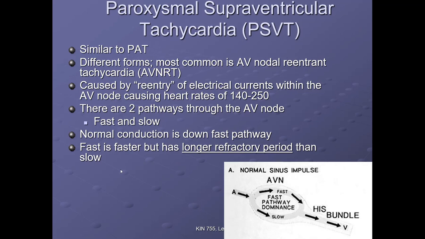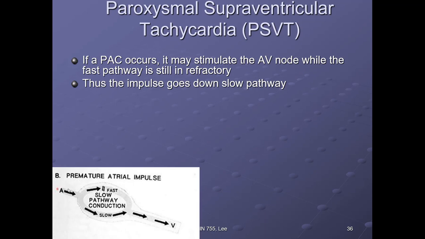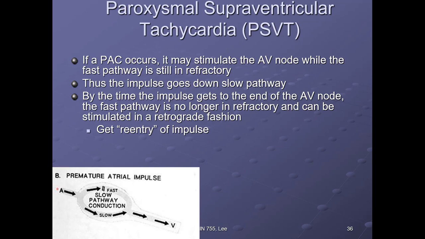So what could potentially happen is if you get a premature beat while that fast pathway is still in its refractory period, the impulse has no other choice than to go down the slow pathway. Let's assume that all of a sudden everything's normal and then you get a premature beat coming from the atria. The fast pathway is still blocked because it's in refractory period, so that impulse has to go down the slow pathway. All right, not a bad thing, right? However, here's where the trouble begins. By the time that impulse gets here, going down the slow pathway, the fast pathway is ready to go again. So it's out of its refractory period.